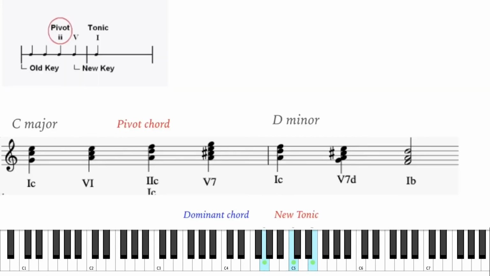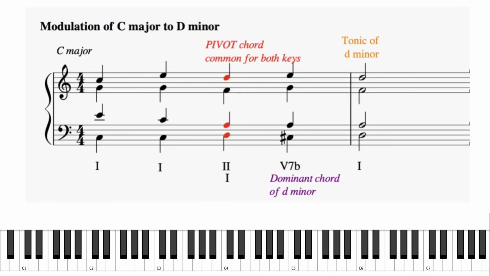C major, then A minor. This is a pivot chord. And then dominant, resolution, dominant 7 to tonic of D minor. Okay, and this is another example, but this one again written in 4 parts.